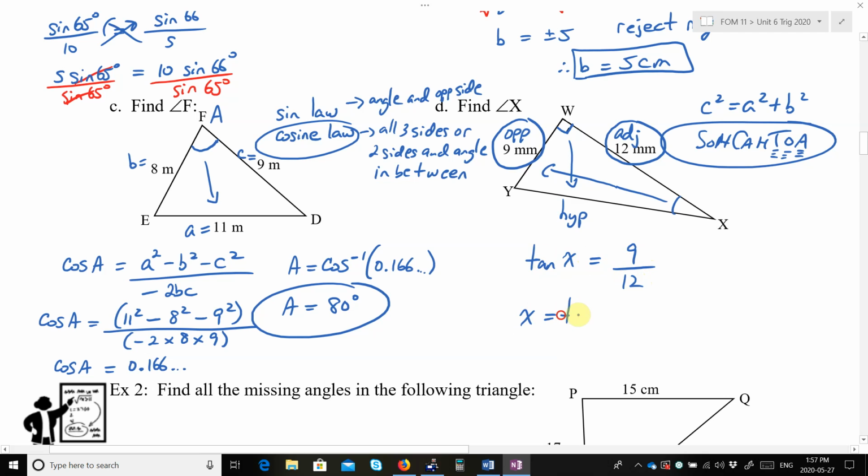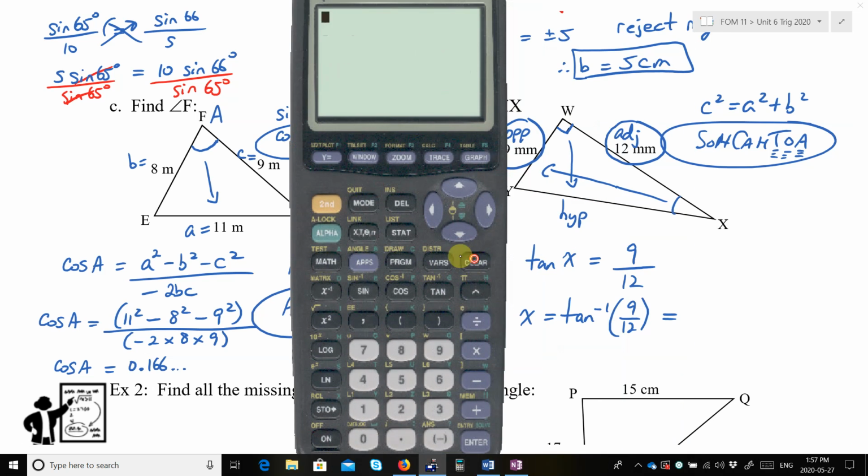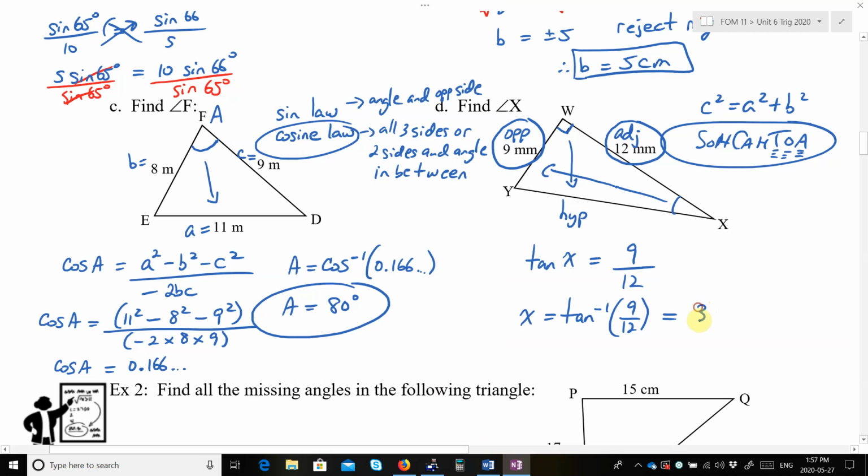And so X is tan inverse of 9 over 12. Shift tan of 9 divided by 12, and we get that angle X is about 37 degrees. Okay, so I'm going to put a little dot over the equal sign, meaning that that is approximate. Okay, so you can kind of see a mishmash of trig tools coming out here.